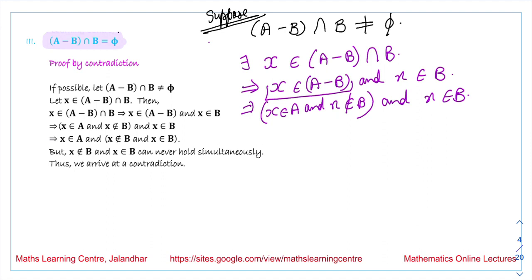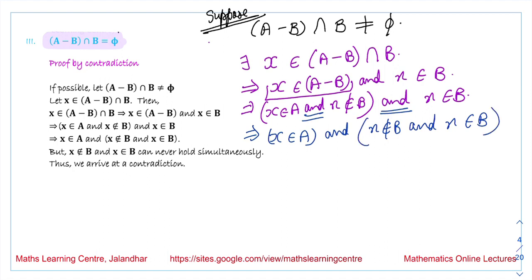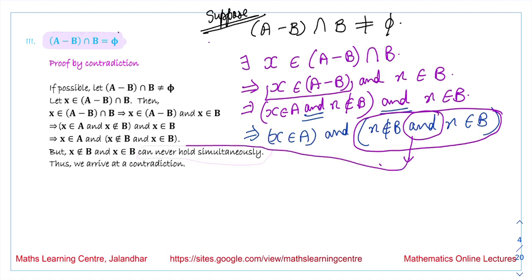Now by the associative property, since it is AND over here and AND over here, we can write X belongs to A and X does not belong to B and X belongs to B, if we put the bracket over here. Now what this means is that X belongs to B and X does not belong to B, and these two conditions, joined by AND, can never hold simultaneously. So we obtain a contradiction over here.